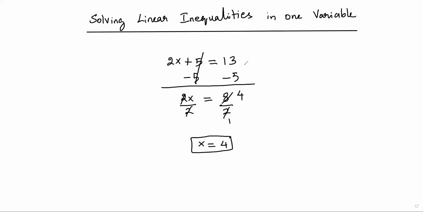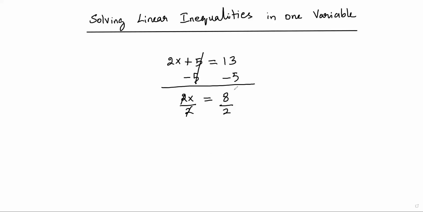So we solved the given linear equation in one variable. That is, we got the value of x. That is, x = 4. Whatever process we have done so far to solve this linear equation, the same process we have to do to solve a linear inequality.